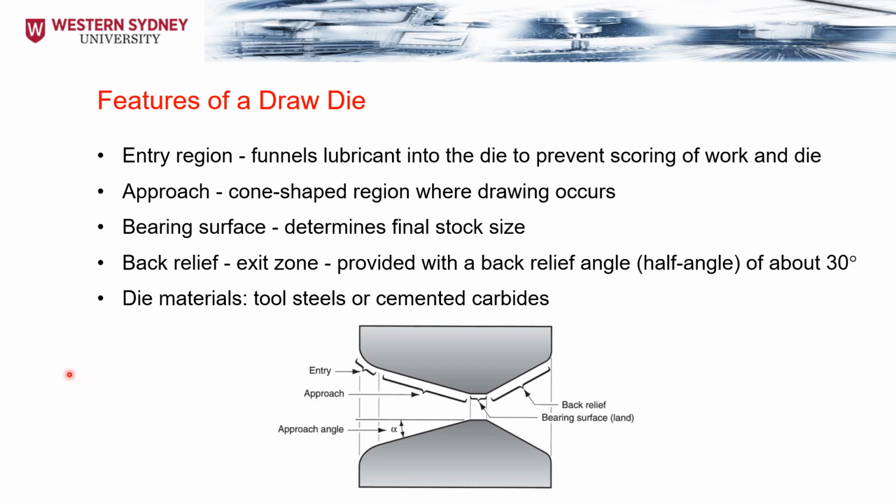The features of the draw die are similar to what we have in the case of extrusion. The entry region funnels lubricant into the die to prevent scoring of the work and the die. We have the approach, a cone-shaped region where the drawing occurs. We have the bearing surface, which determines the final stock size. We have the back relief exit zone, provided with the back relief angle or half angle, which is about 30 degrees. The die materials usually again use tool steels or cemented carbide materials.